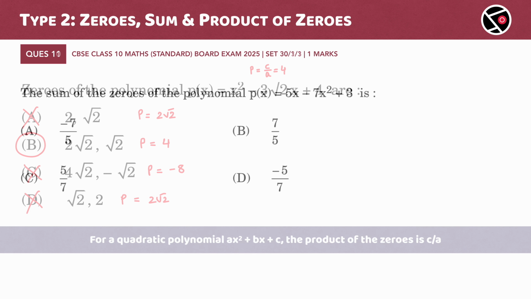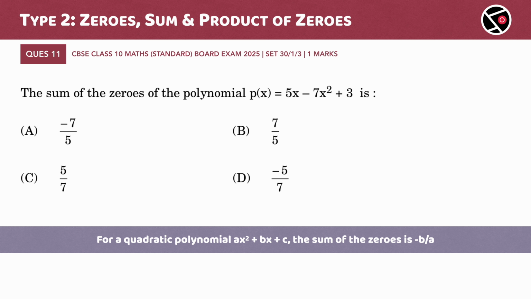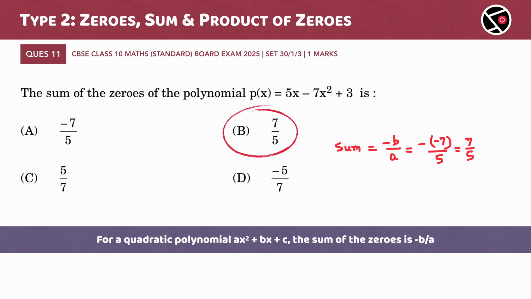Moving on to the next question. As always, take a pause and give it a try. We have a polynomial and we need to find the sum of zeros. As before, no need to find the zeros. Sum of zeros is minus b over a, minus of minus 7 over 5. Minus of minus 7 over 5 is 7 over 5. B is our choice. Just a word of caution, be careful with the sign. Remember, it is minus b over a. Don't forget the minus.